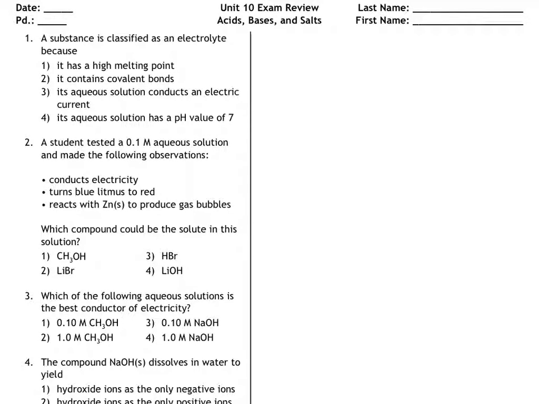Hello all, this is our review sheet for our Unit 10 exam on acids, bases, and salts. A substance is classified as an electrolyte if it can conduct an electric current. That is a definition.